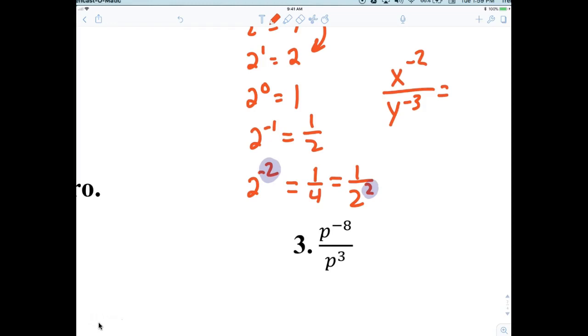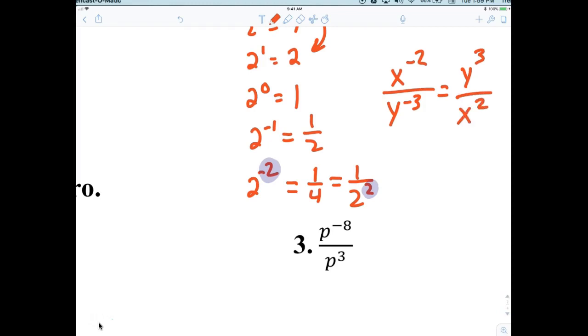Look at it again. What is it? Someone else. How do I simplify x to the negative 2? Where does x to the negative 2 go? Oh, down below. And where does y to the negative 3 go? Y to the negative 3 goes up. So what's the answer? Y cubed over x squared.